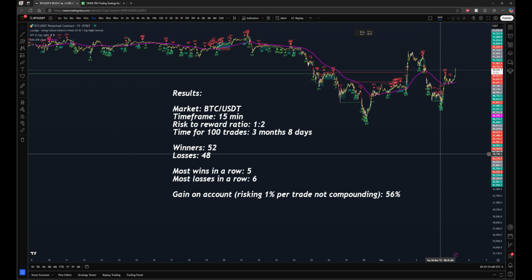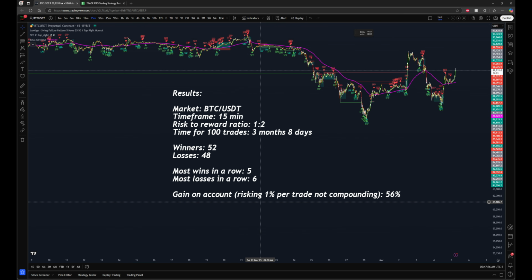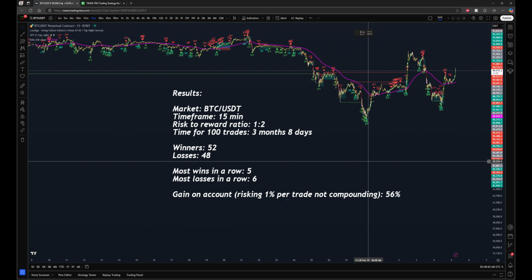All right, the results are in, so let's take a look. This was tested on Bitcoin USDT, 15-minute time frame, using a 1 to 2 risk to reward ratio. Took about 3 months, 8 days for the 100 back-tested trades. And out of those, 52 were winners, 48 were losses. Most wins in a row was 5, most losses in a row was 6. So gain on the account, risking 1% equity per trade and not compounding: 56%, so performing better than the previous test by just a little.